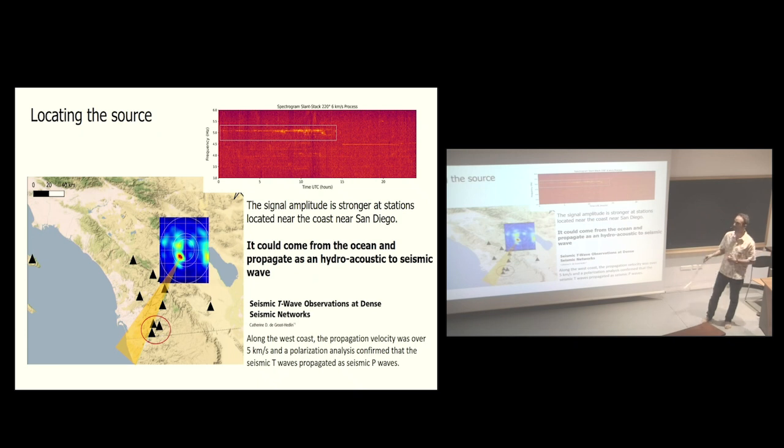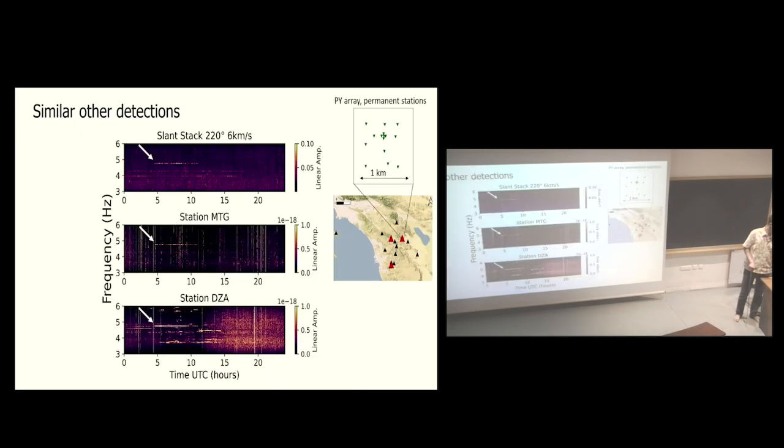So actually the source for this signal can be very far away, since it should be very strong. The only seismic T wave that has been observed in the past, meaning an acoustic wave transferred as a seismic wave, is for earthquakes. There is no observation of that type for a tremor-type signal, so this would be the first one.